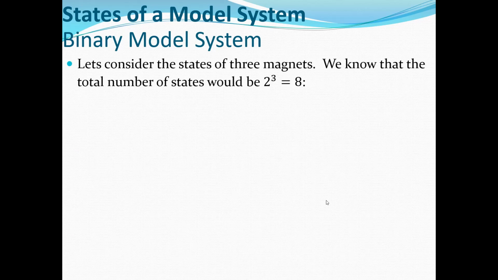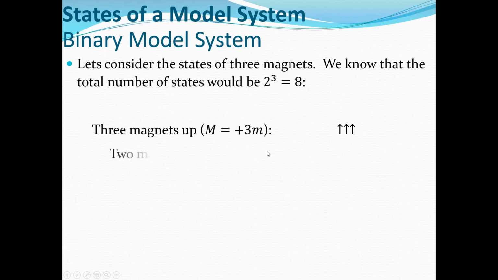All right, now let's go back to looking at small cases. Now we're going to consider a case where we have three magnets. Using the equation, I can immediately tell that the total number of possible states would be 2 to the third, which is 8. Now, I can think about all the different combinations or setups that I can get. Well, one case would be all three of the magnets are up, which means that the total magnetic moment would be plus 3m. So this is one scenario that gets us this case.